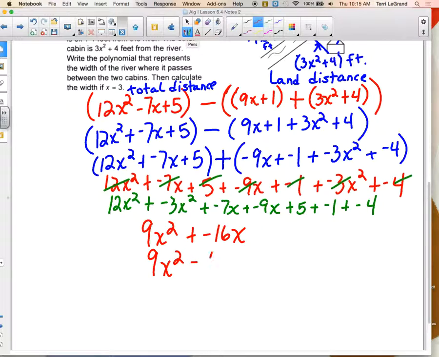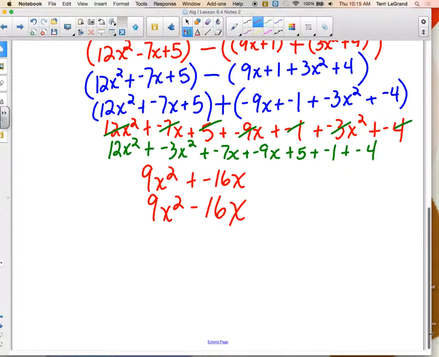I get 9x squared take away 16x. Know what happens to you? Yep. The constants end up becoming 0 when you add them together. The x terms become a negative 16x. The x squared terms become 9x squared. And do we know what this is measured in? Feet. So we're going to put this in parentheses and say feet behind it. This is also the river's width. It's a polynomial expression representing the river's width.